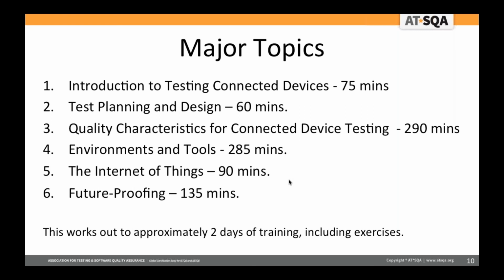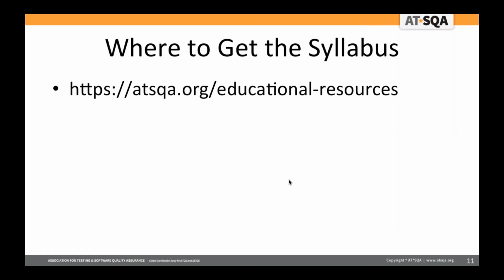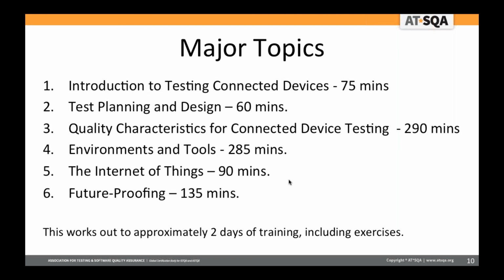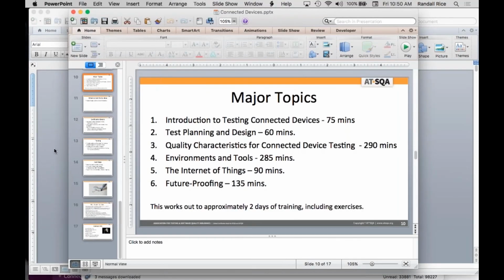Then we give special treatment to the Internet of Things. What's the impact? How do you approach it? How do you create a strategy for testing those? What are the things you need to pay attention to? What are some techniques you can use? And then the idea of future proofing, which is how do you create tests that are somewhat resilient to change, and also how do you anticipate some of the changes that might be coming about in the whole world of connected devices. Now, at this point, I would like to take a view of the syllabus.